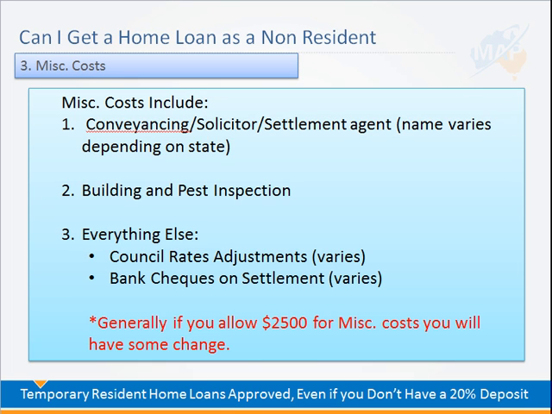Finally, presuming we don't have lender's mortgage insurance, as this is at 80%, finally you need to have sufficient funds for your extra costs. Solicitors, conveyancing, settlement agent, they're all the same name for the same thing. You need to have someone handle the legalities of your purchase. You need to have sufficient funds for building and pest, and also enough to cover things like bank checks on settlements, council rates adjustments, all these little things that go with buying a property. In general, I allow around $2,500 for all of these costs.